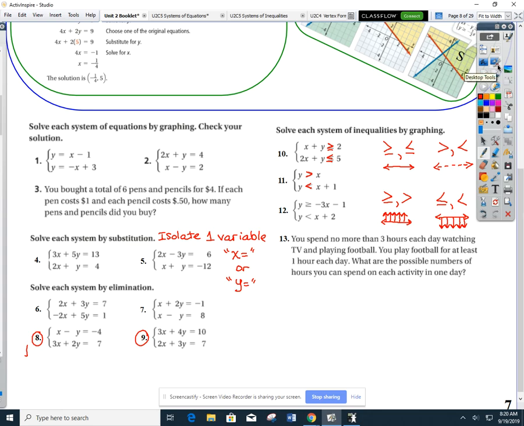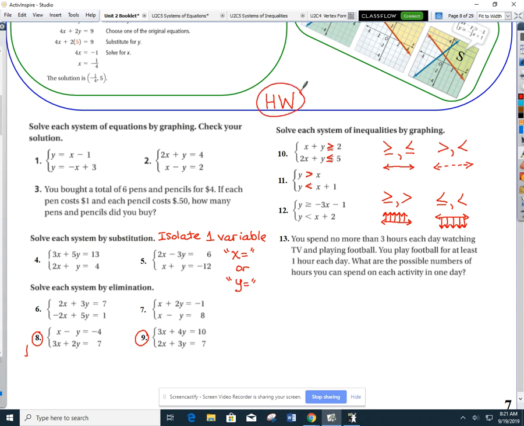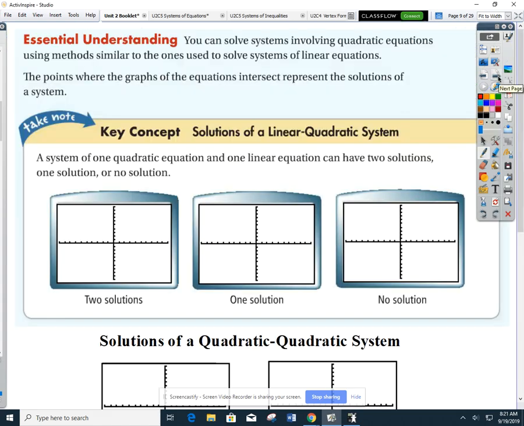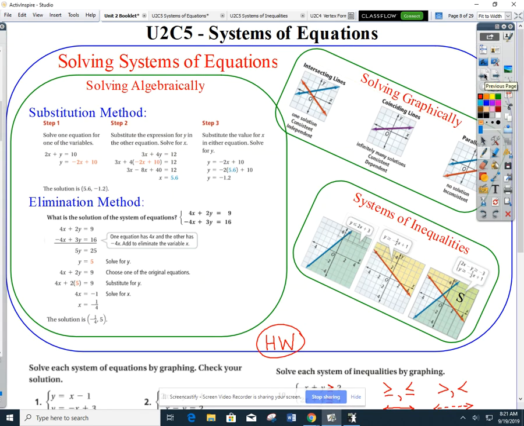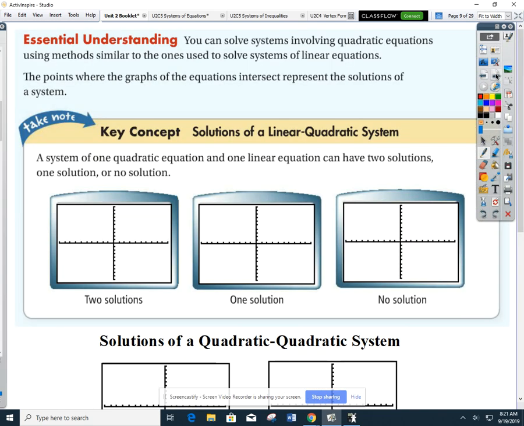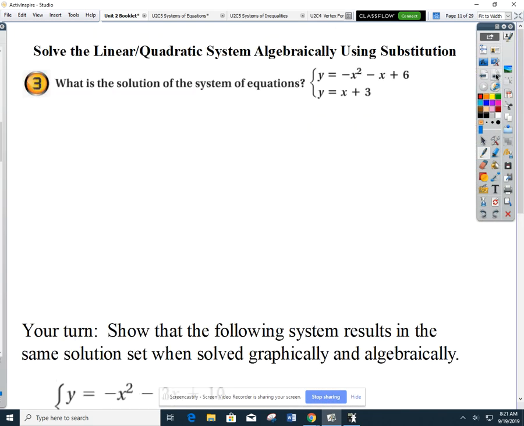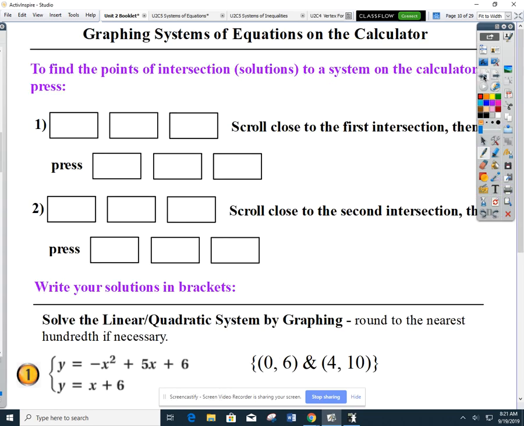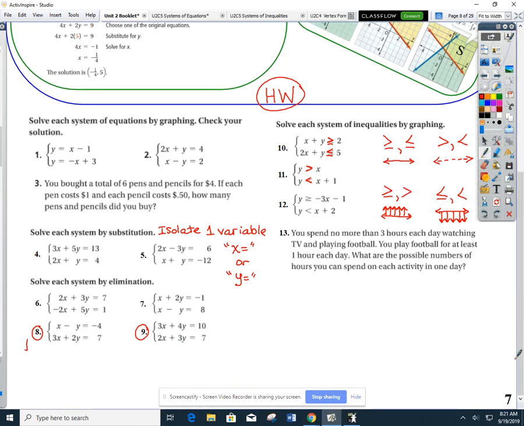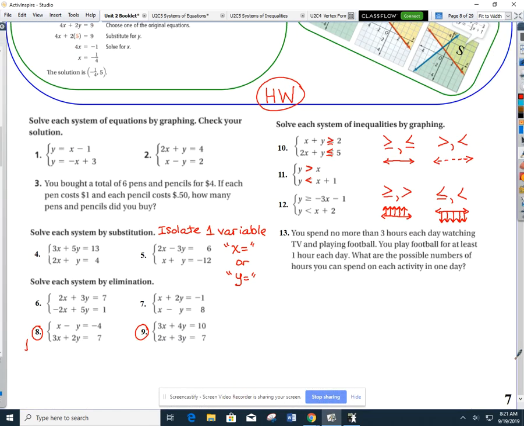So when you're finished with these, or actually, you know what? You can do these for homework. Let's make this your homework. All right, give me a second. Okay, yeah, we'll stop there. So you could work on this in class, and then whatever you don't finish, you can do at home.